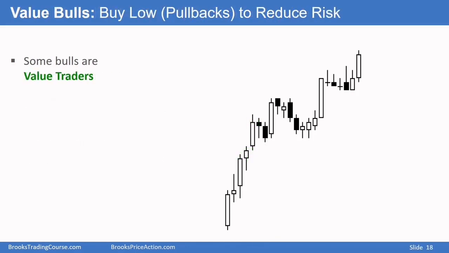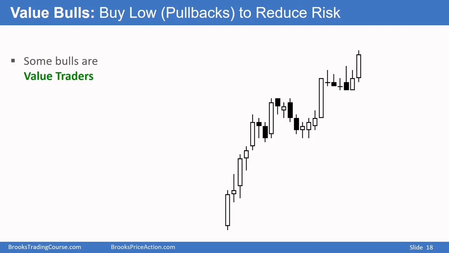Some bulls are value traders. Some bulls are momentum traders. They just keep buying as the breakout is continuing, confident that they'll make money. Other bulls would rather buy pullbacks because they want to reduce their risk. By buying a pullback, you're buying at a time when the bull trend is not quite as strong, so the probability of a profit is less.